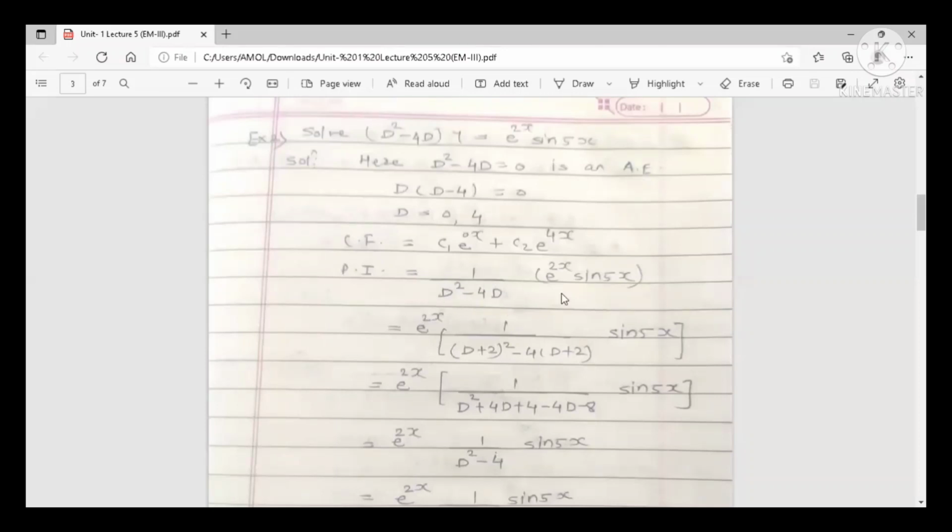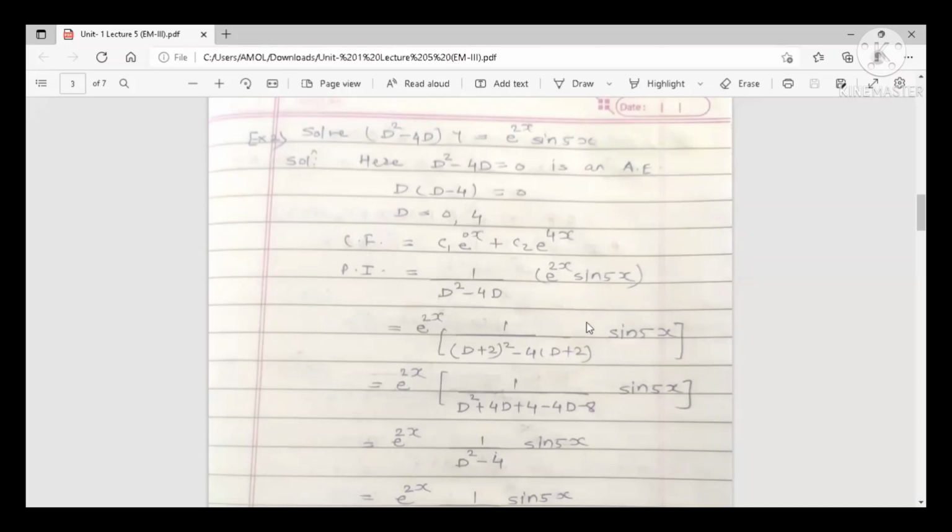And so your denominator term will be 1 upon (D plus 2) whole square minus 4 into bracket (D plus 2) into sine 5x, bracket complete. And the e raised to 2x is outside the bracket because its work is over after replacing D by D plus 2. Again, the next step, e raised to 2x as it is.